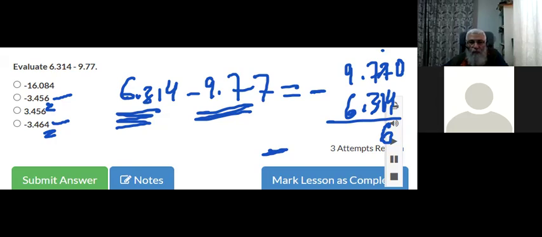This one, the middle, the second one, B. Negative 3.456. We don't have to do everything. 16 is very wrong, not correct. So that's it.